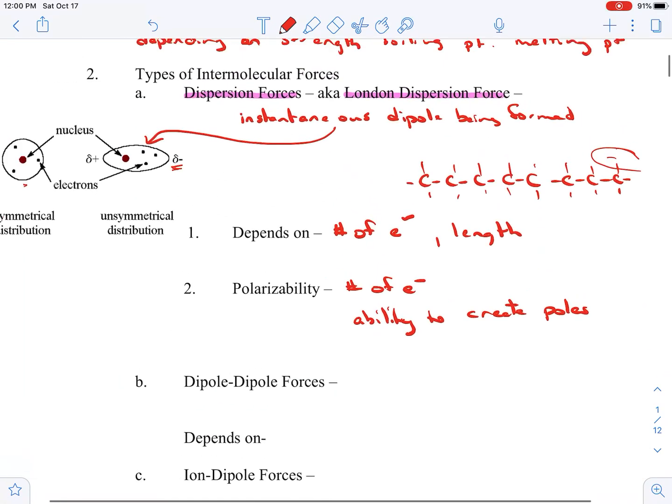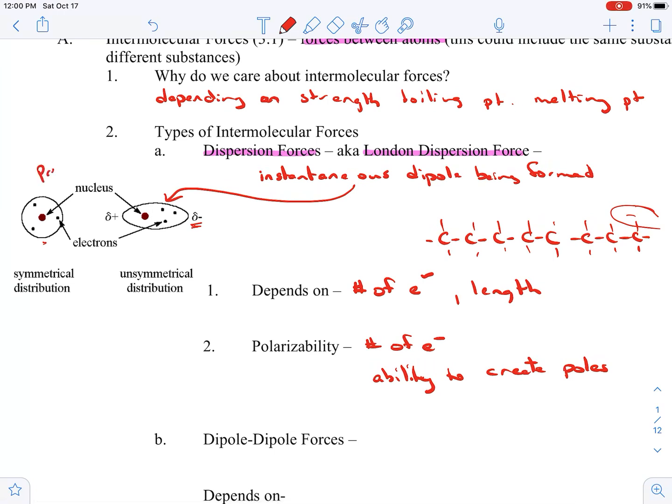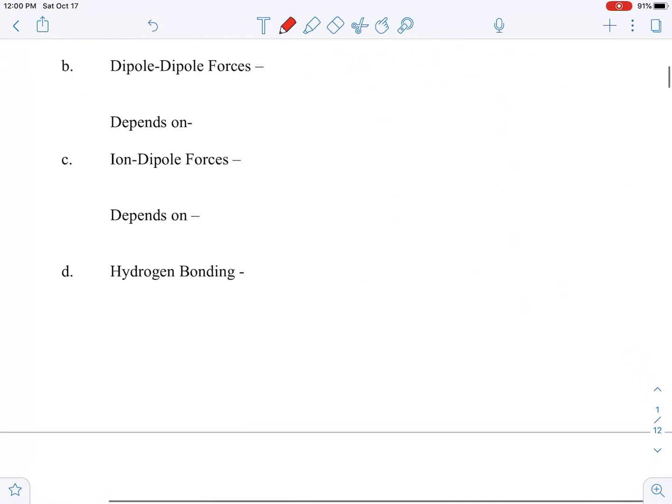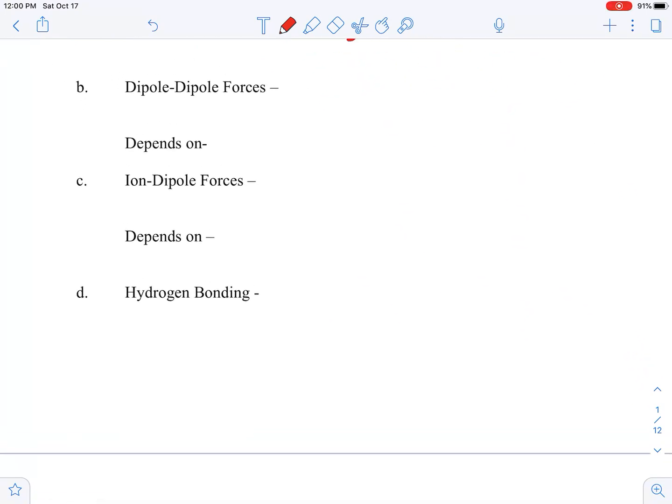This one is present in all substances, because everything has electrons. Now, dipole-dipole is only present in polar molecules. This is where we truly have a dipole formed. So we have an attraction between two poles, or two dipoles.